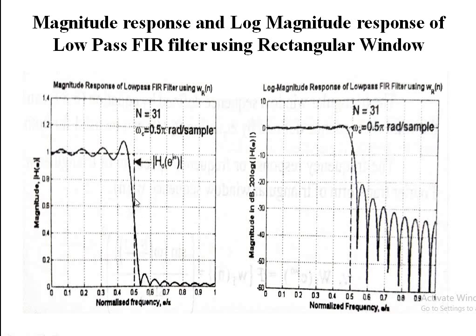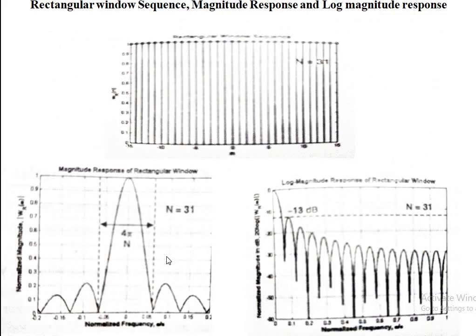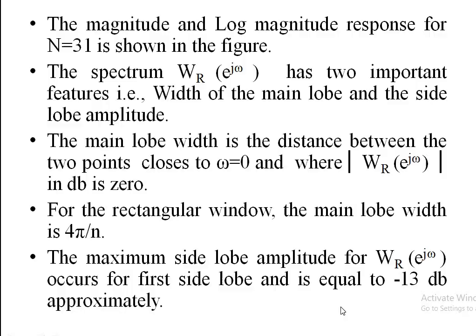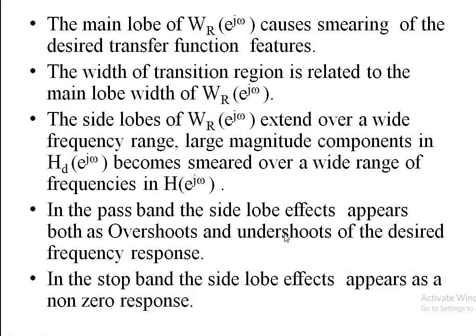Similarly, the side lobes of WR of e power j omega extend over a large, wide frequency range, and these large magnitude components in HD of e power j omega become smeared over a wide range of frequencies in H of e power j omega.